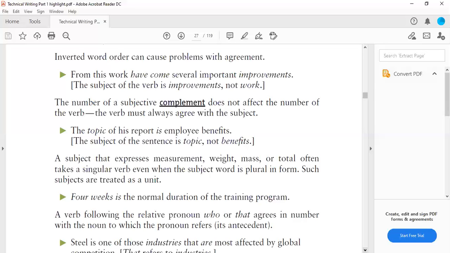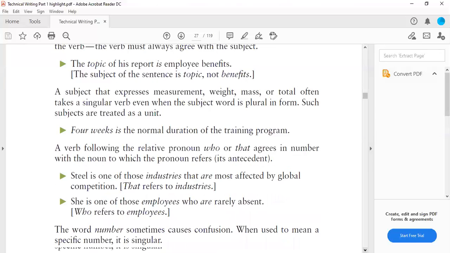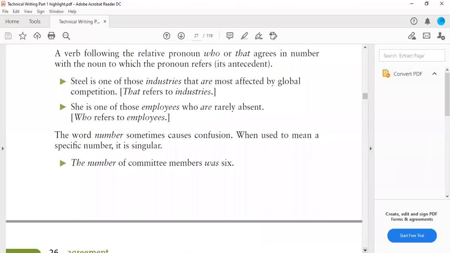A verb following the relative pronoun who and that agrees in number with the noun to which the pronoun refers, its antecedent. For example, steel is one of those industries that are most affected by global competition. So why do we have steel is singular, but we have industries is plural, and it is followed by that. So that's why we use are, because simply are refers to industries. She is one of the employees who are rarely absent. Again, why do we use are? Because simply we have employees.